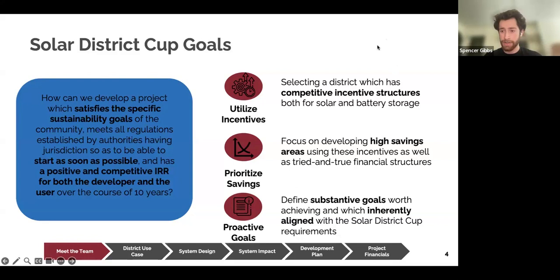We wanted to prioritize in our system design areas that would have high savings. So we considered numerous areas, but ultimately, as you'll see later down the line, and you've seen in our project proposal, we ultimately decided on just one for our solar development. And we wanted, as I mentioned before, to have an area that has proactive goals that we could potentially achieve that were aligned with the solar district requirements. So Eastern Connecticut State University, as we'll talk about in a little bit, has some battery goals within their own plans, which was aligned with the solar district goals. Next slide, please.